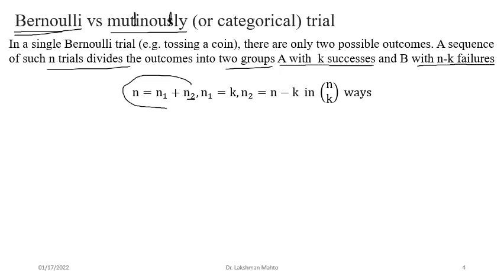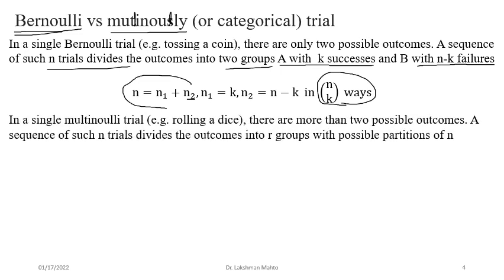And in how many ways will this happen? This will happen in n choose k ways. So this would be the total number of samples of that size. That means you can say that this partitioning is happening in n choose k ways.